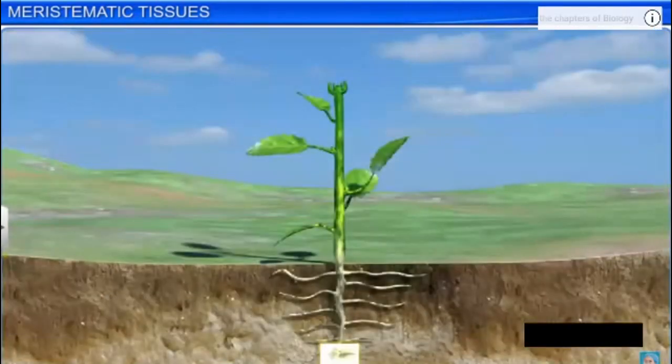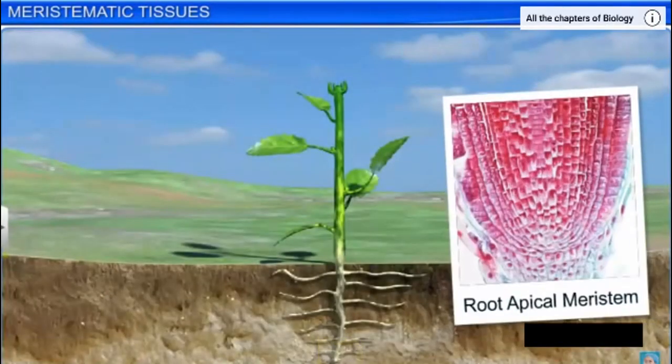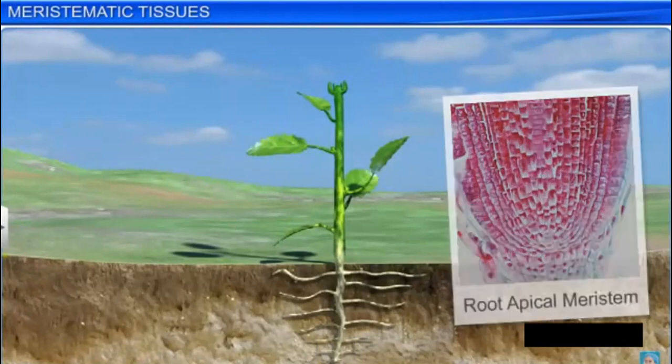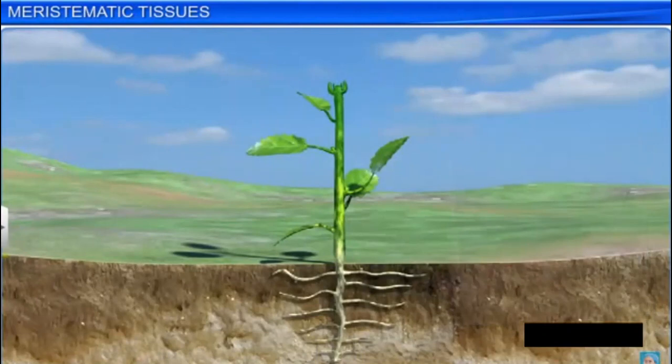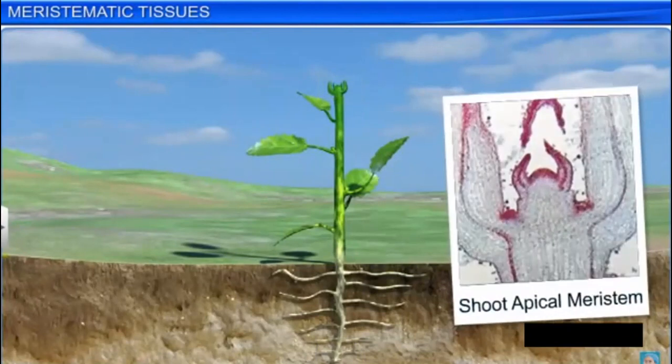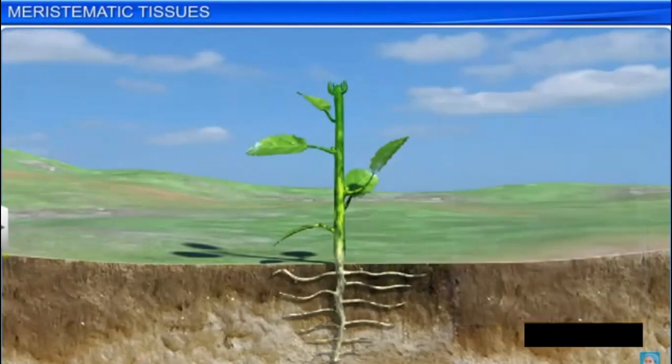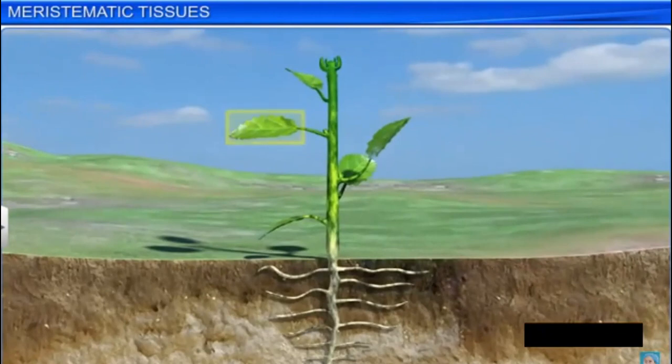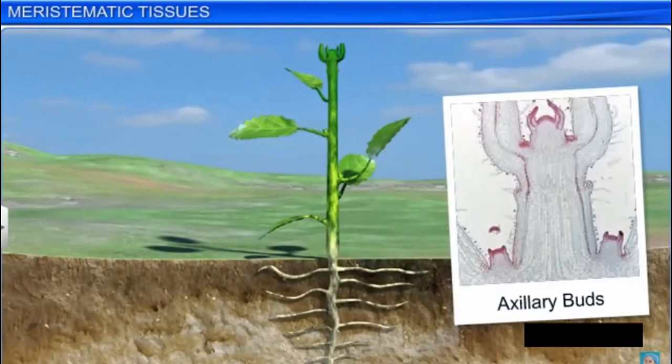Apical meristems are named depending on their location in the plant's body. The meristem found at the tips of the roots is known as root apical meristem, whereas the meristem found at the tip of the shoot is known as shoot apical meristem. During the formation of the leaves and the elongation of the stem, some cells are left behind from the shoot apical meristem. These cells form axillary buds.